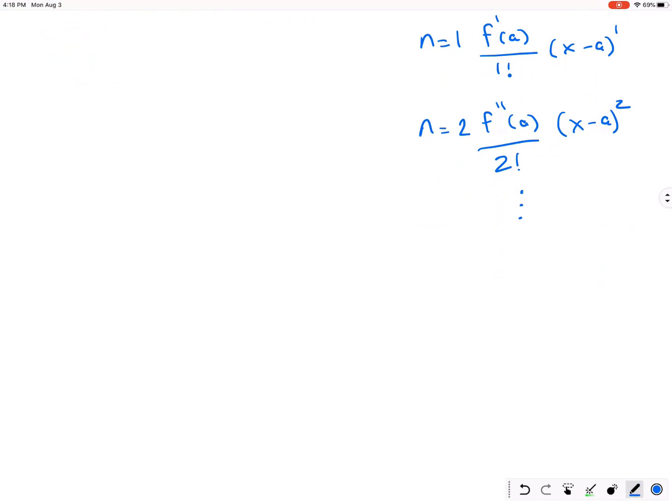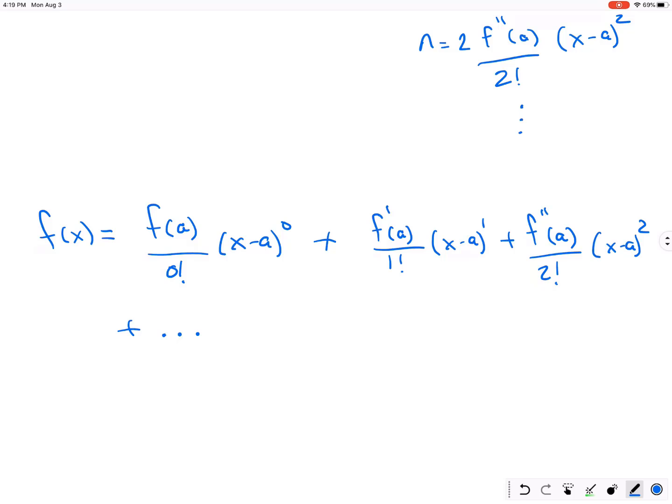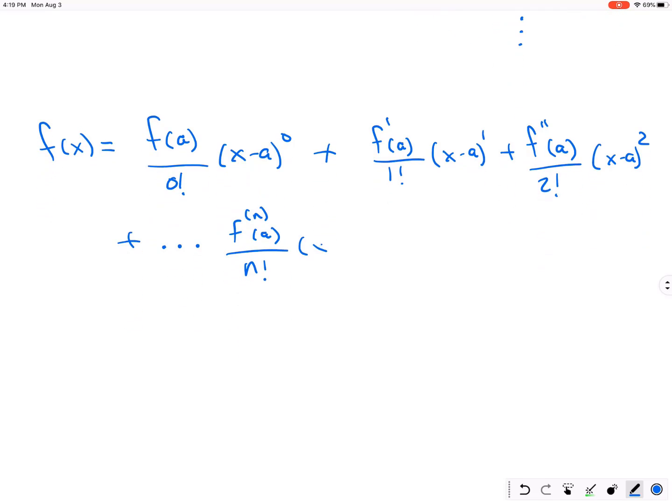So if I write this out in each individual term, what I will get is f of x equals f, the 0th derivative evaluated at a, divided by 0 factorial times x minus a to the 0, plus the first derivative evaluated at a divided by 1 factorial times x minus a to the first, plus the second derivative evaluated at a over 2 factorial times x minus a to the second, plus, and this would go on until we got to the last term, which would be the nth derivative evaluated at a over n factorial times x minus a to the nth.